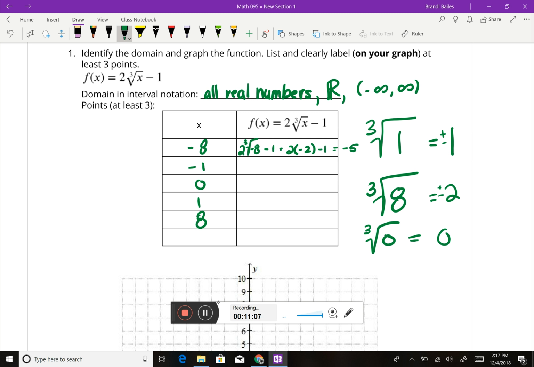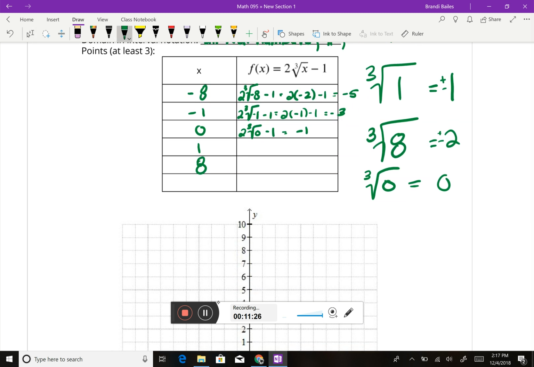Doing the same thing here, 2 times the cubed root of -1 minus 1. That should give me 2 times -1 minus 1. So that's, let's see, -3. 0, 2 times the cubed root of 0 minus 1. That should just give me -1.